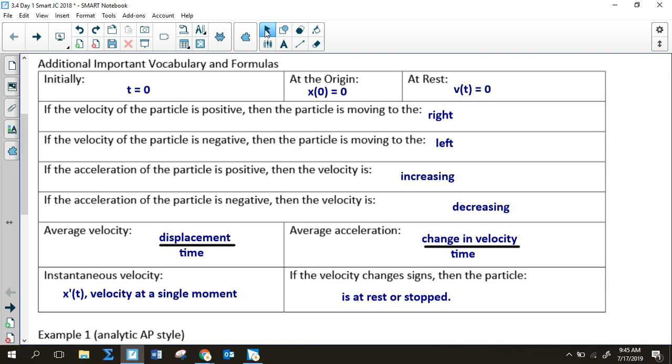And then we're going to go ahead and do 3 different examples. We're going to do an analytic example in AP style. We're going to do a more numerical one, with a table. And then we're going to do one with a graph. This is really something that AP wants you to be good at: being able to analyze information in different formats, whether analytically, graphically, or with a table.